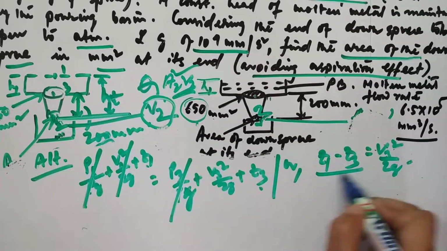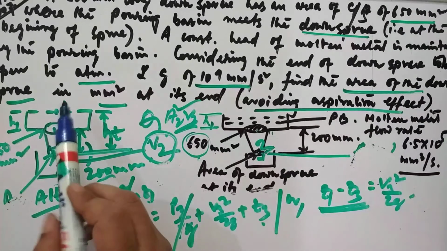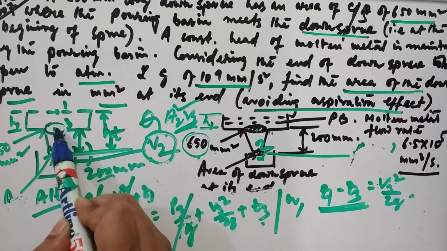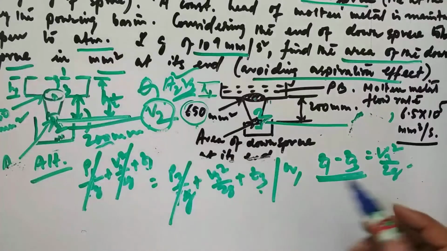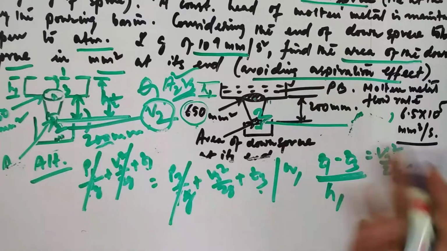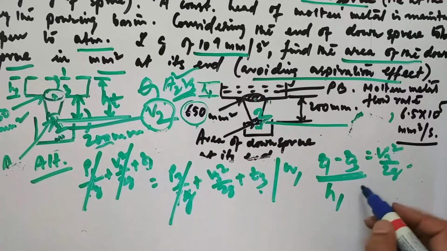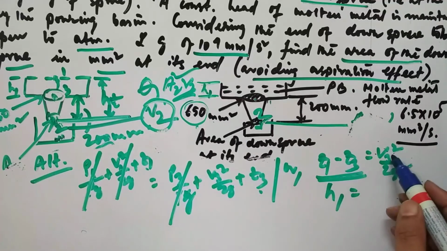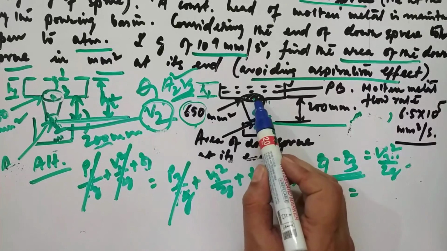Now this Z1 minus Z3, this point and this point, the difference is H1 that we don't know. This is the height of the pouring basin. So from here we can find the height. Look, V3. Now V3 is the velocity at this point.